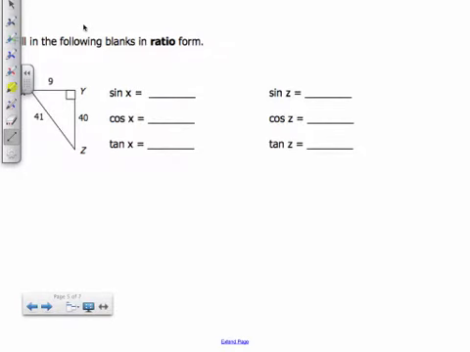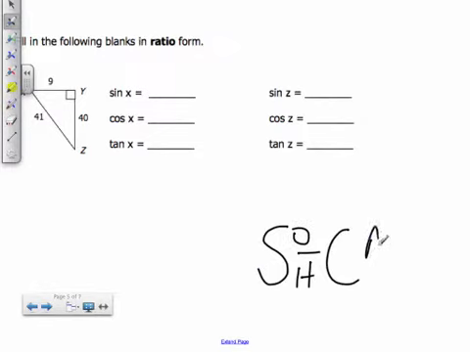All right, so let's put this into practice a little bit. I'm going to write out our little mnemonic device, or sorry, our symbols that we use just so that we can remember which one is which. So remember, sine is opposite over hypotenuse, cosine is adjacent over hypotenuse, and tangent is opposite over adjacent.